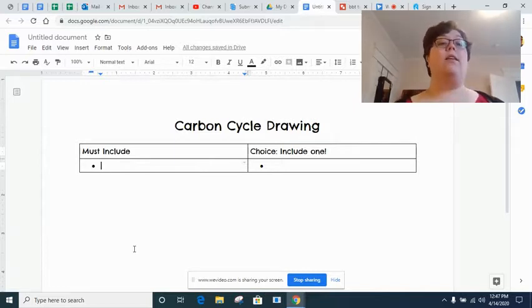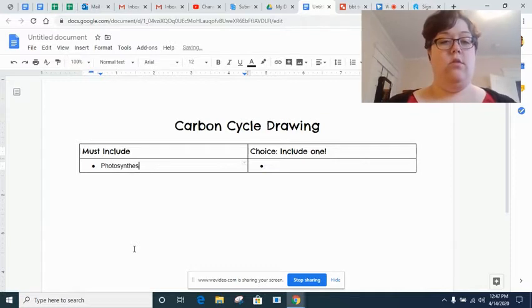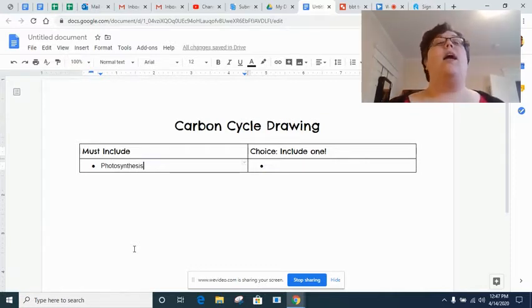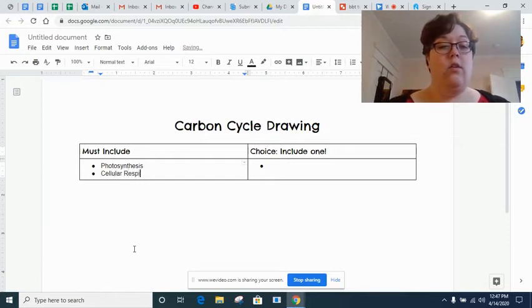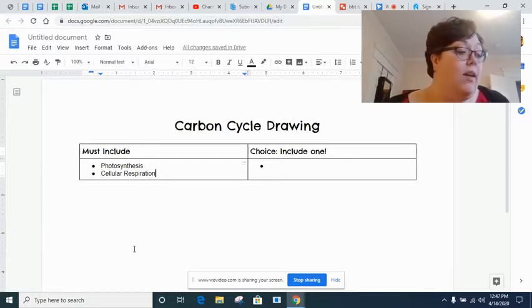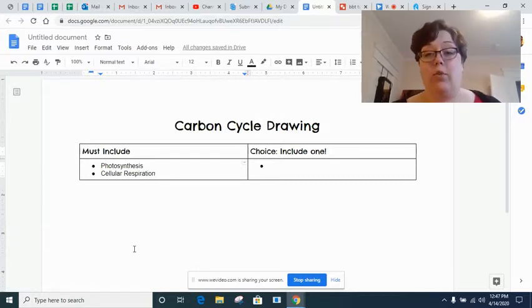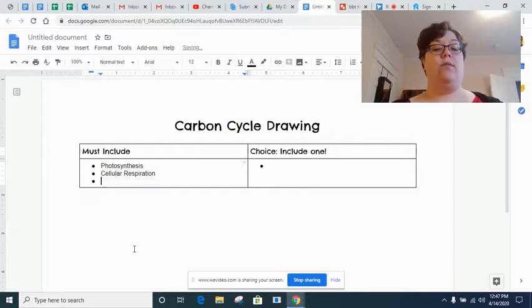You must include the following. You've got to have photosynthesis in there somewhere. And it is up to you what you choose to include that is photosynthesizing. And you must have cellular respiration in there as well. Again, it's up to you what is doing cellular respiration.